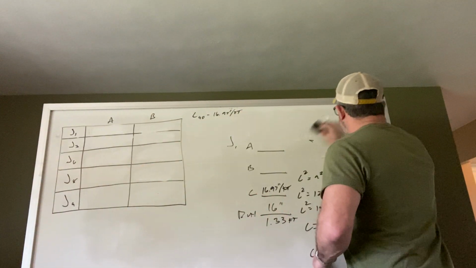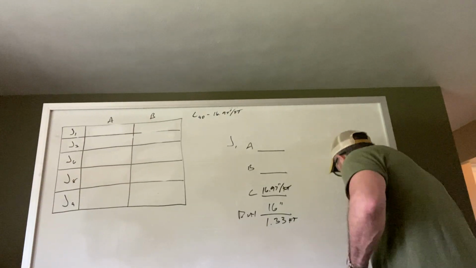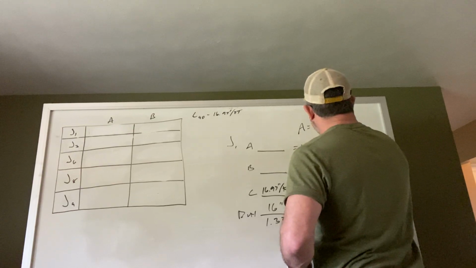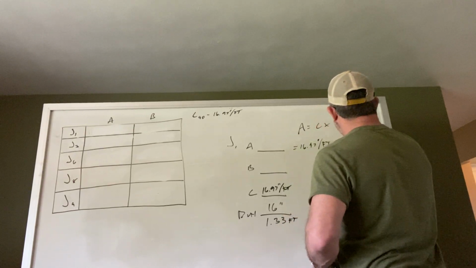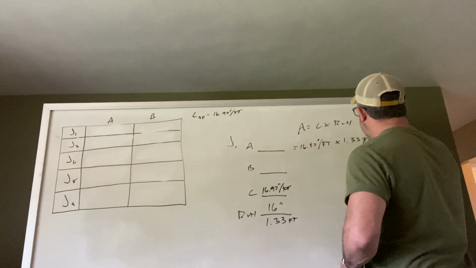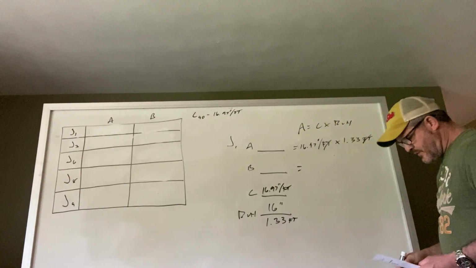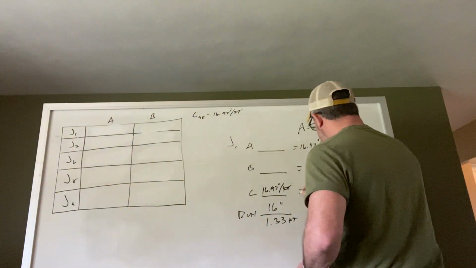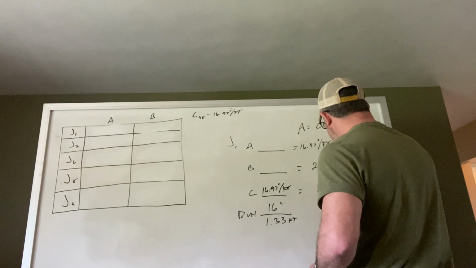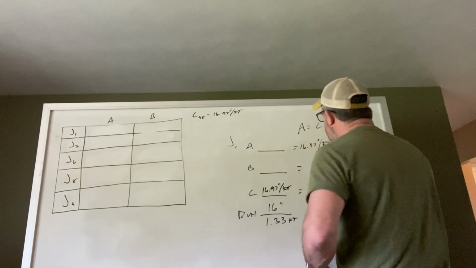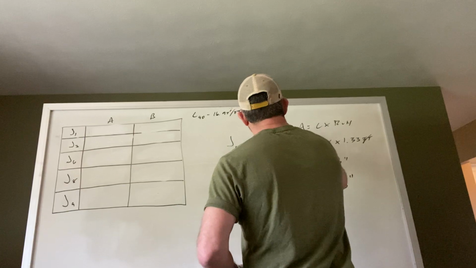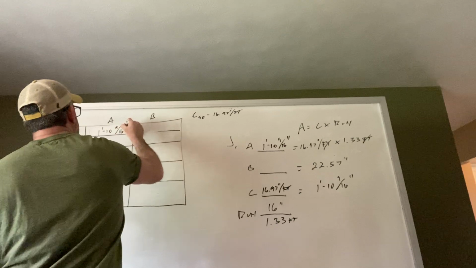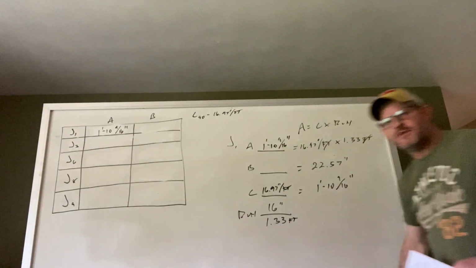But so we walk through and we solve for our A. A equals C times run. So that equals 16.97 inches per foot times my 1.33 feet. That gives me 22.57 inches, and that equals 1 foot 10 and 9/16. All right, everybody sees that?